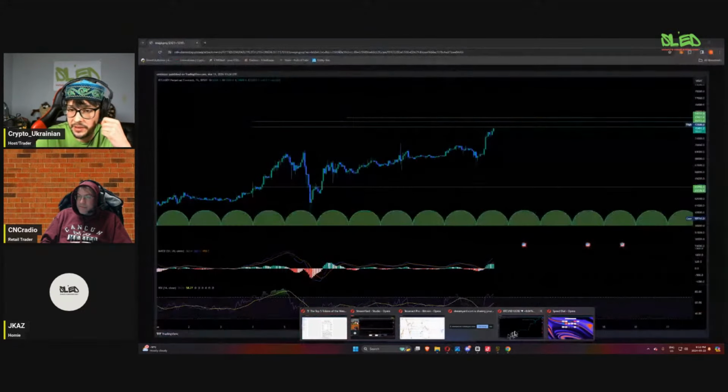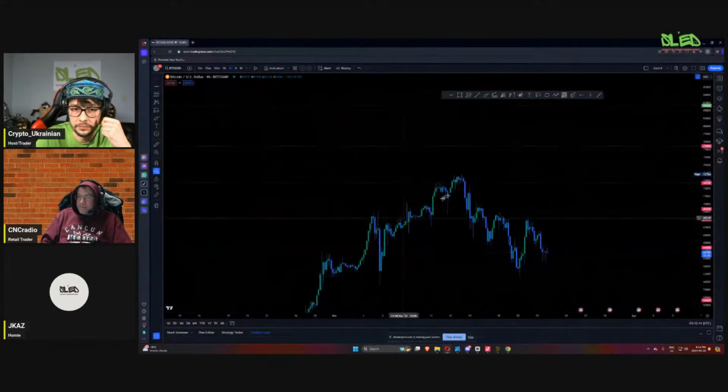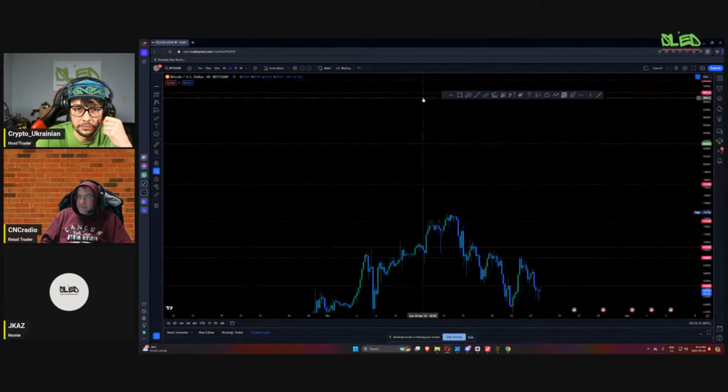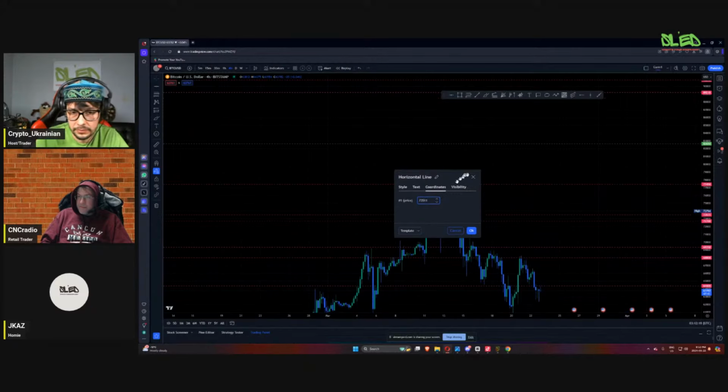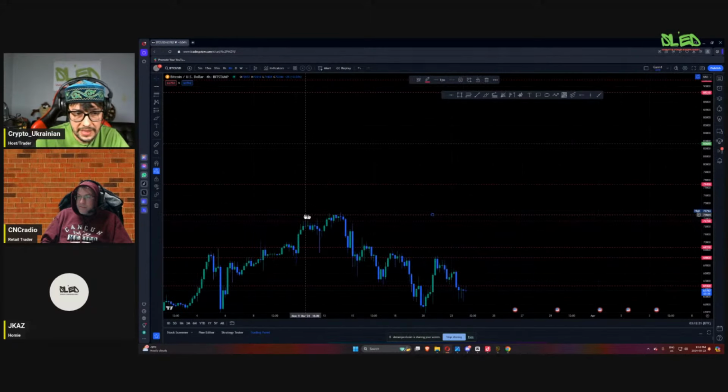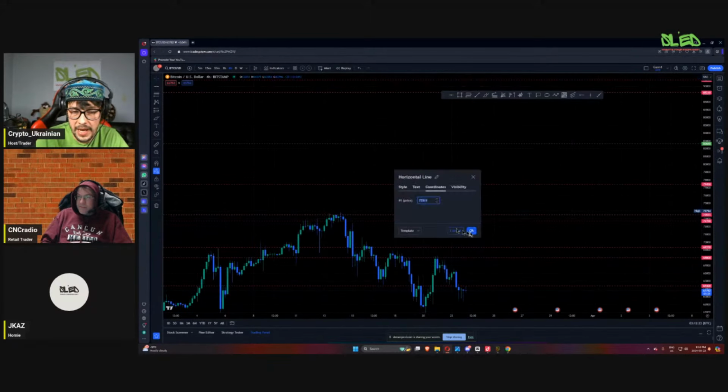So let's take a look at 73511, I said. Boom, 73511. I found this way before, weeks before the new all-time high. I knew this was going to be a level, and it also fell at our pivot point 9 on Tesseract.